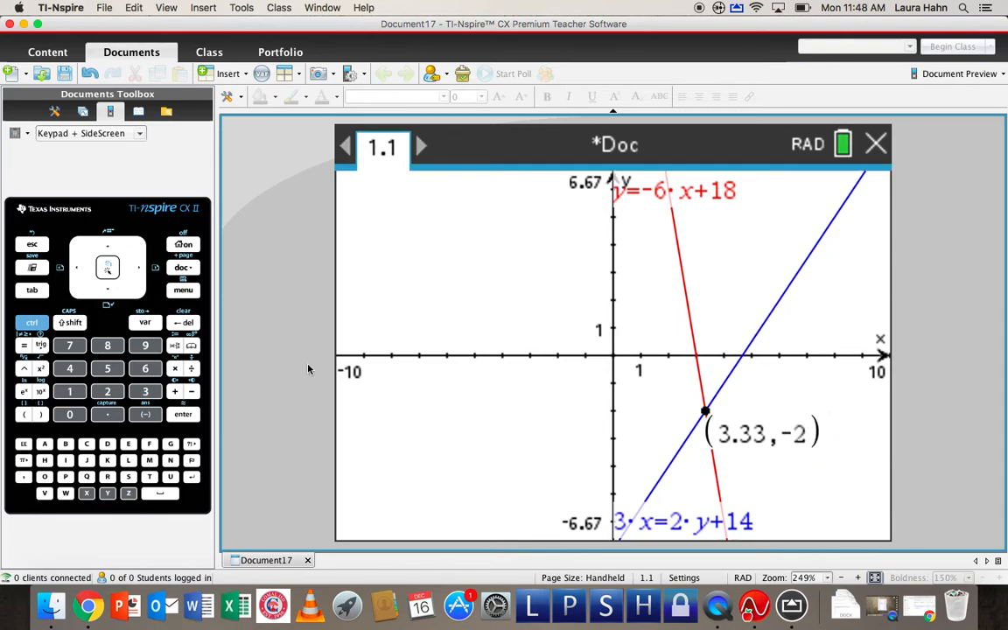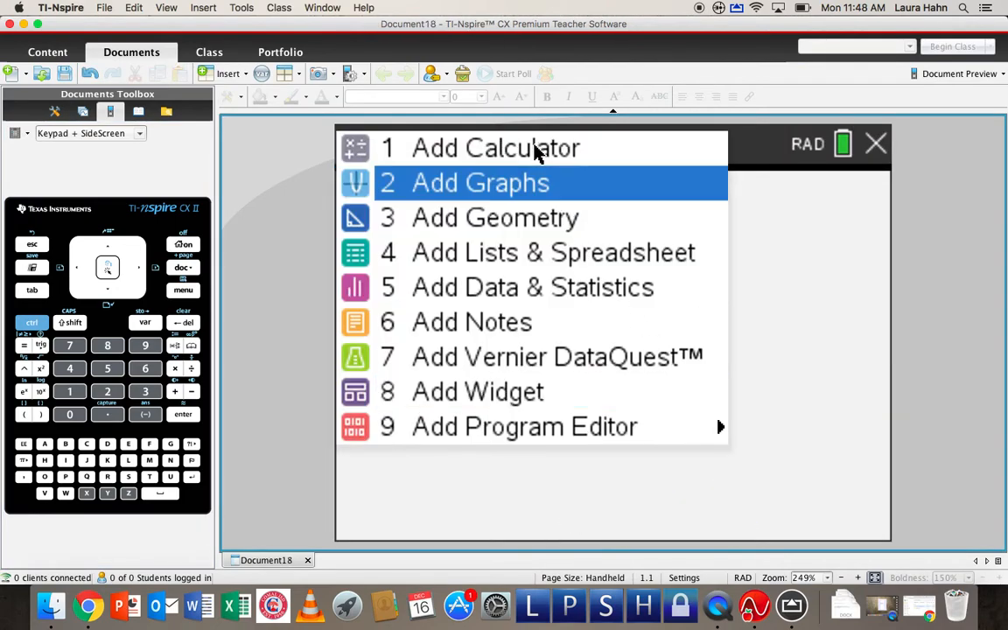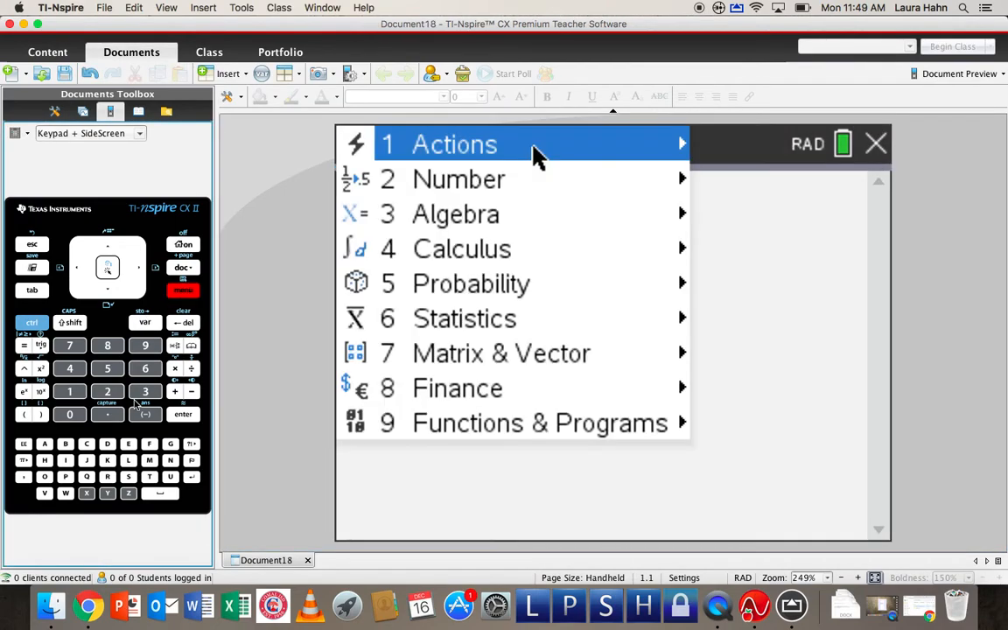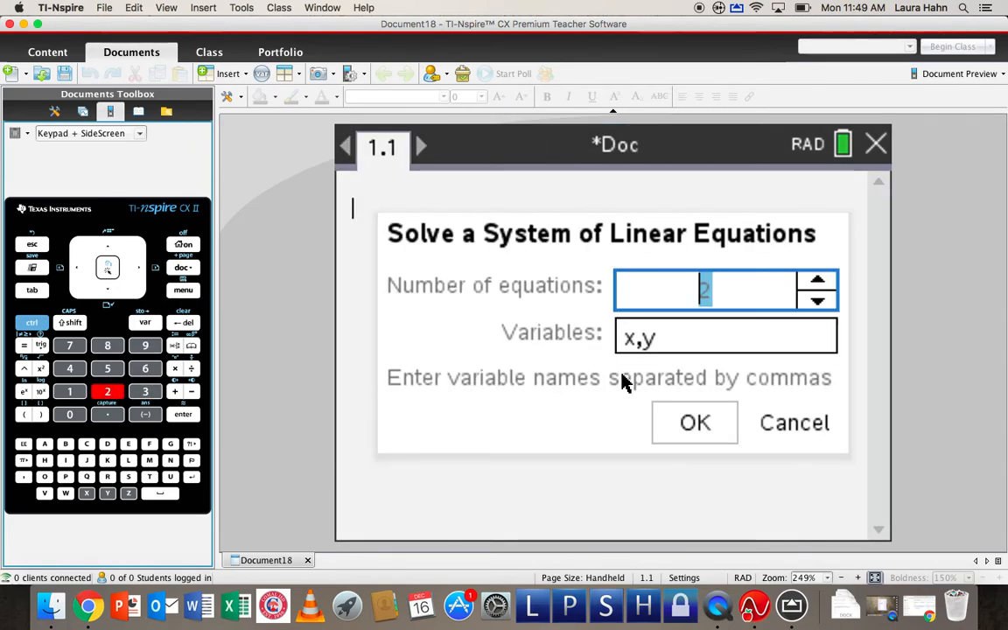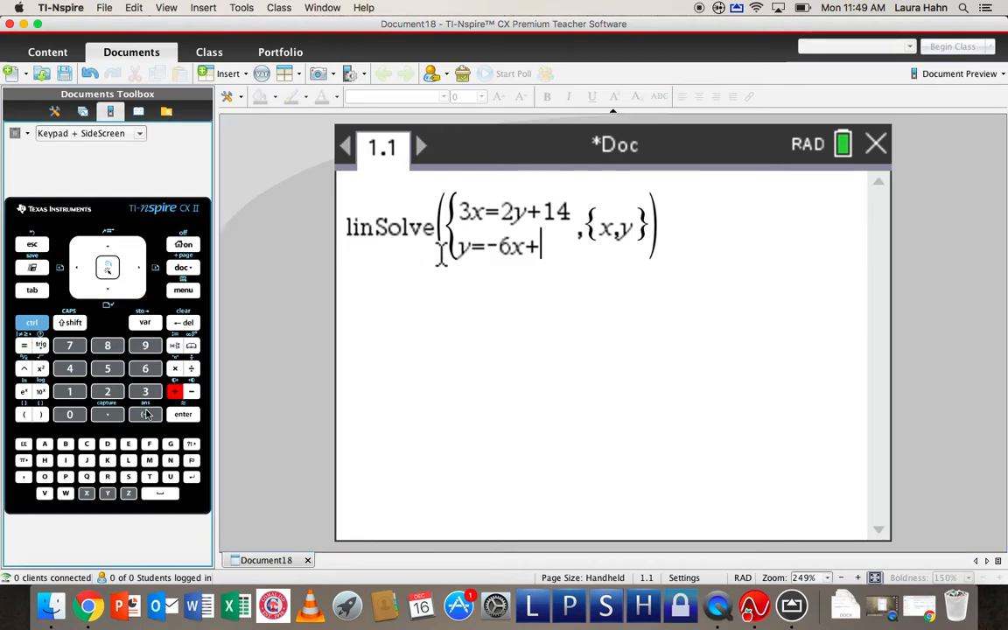Let's do it the other way. Go to our calculator page. Menu 3.2 in our calculator. We are using x and y, so no need to change that. 3x is equal to 2y plus 14. Y equals negative 6x plus 18.